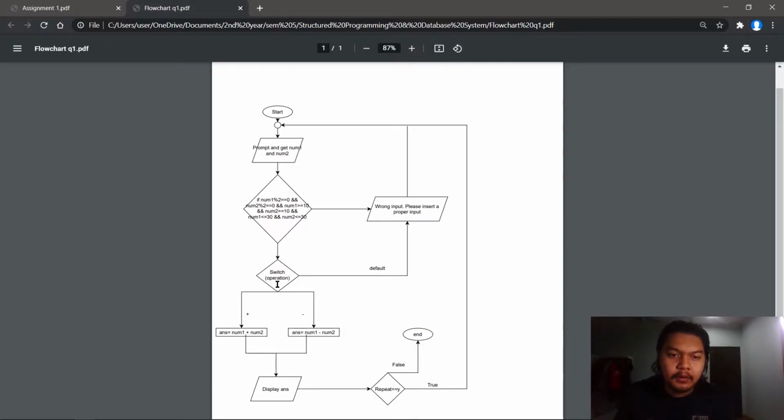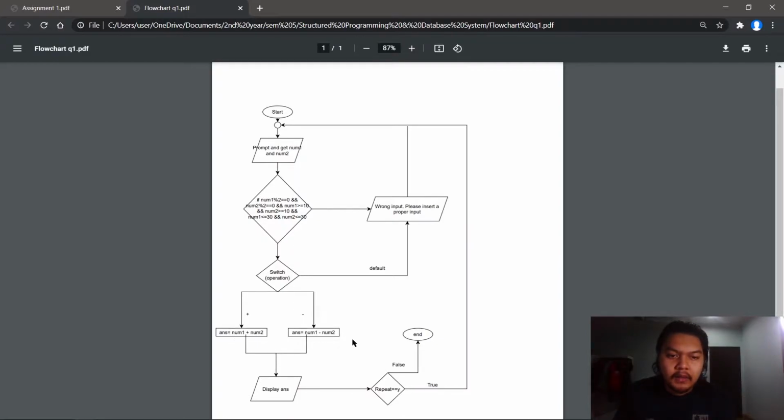If the user selected plus, this is the formula: answer is number 1 plus number 2. If the user selected minus, the formula is answer equals number 1 minus number 2. Else, we set a default, and it will display wrong input, please insert a proper input, and the program will let the user insert number 1 and number 2 again.